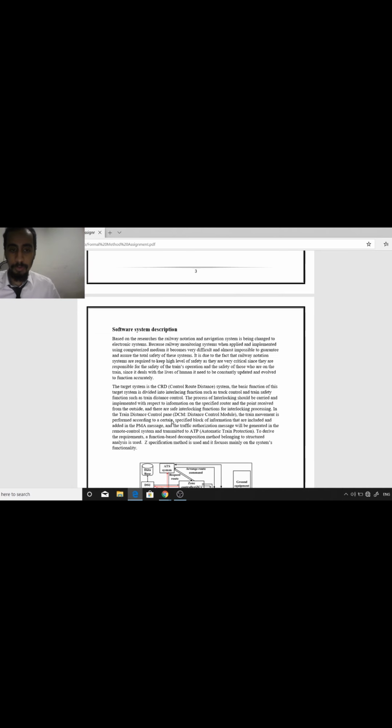There are many reasons for this system's importance. It is essential to the safety of the people inside the train, essential to the safety of the train itself, and essential to the overall safety. Many suggestions were made to turn this into an electrical system in order for it to be more accurate. However, we are going to implement it as a computerized system. Now, the target idea is the CRD, which is the control route distance. It shows the routes for the train that we are going to use.